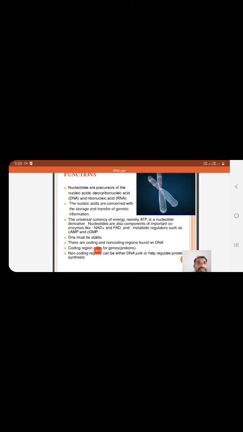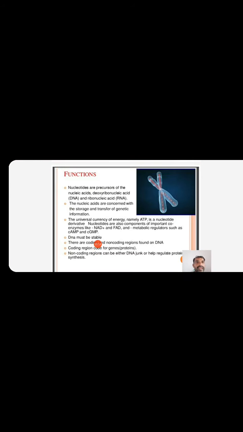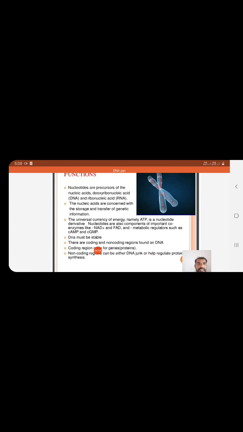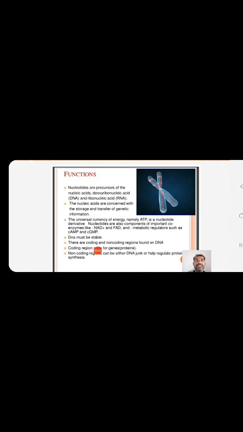Next, DNA must be stable. There are coding and non-coding regions found in DNA. Coding and non-coding are both very important. See, codons are different. Why? Because codons are related with the nitrogen bases. A triplet codon means three nitrogen bases, like adenine, guanine, and thymine. For example, three nitrogen bases together are also called a triplet codon.